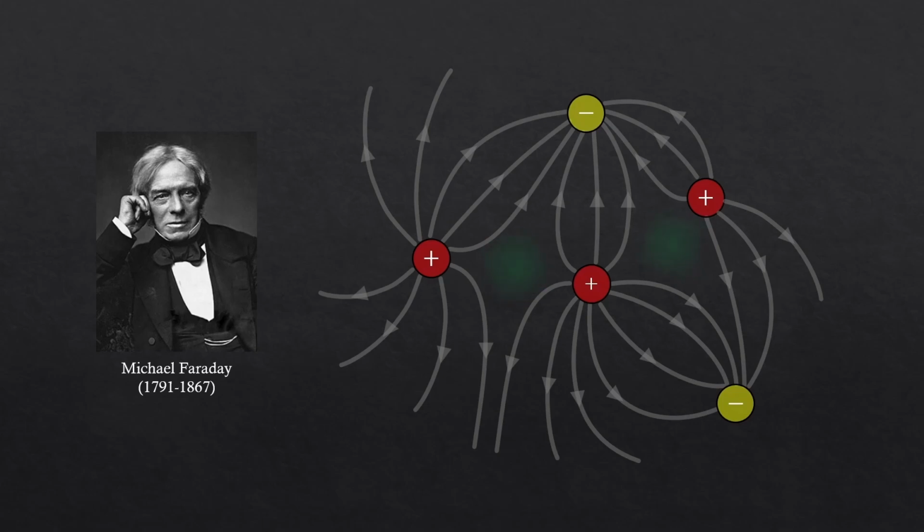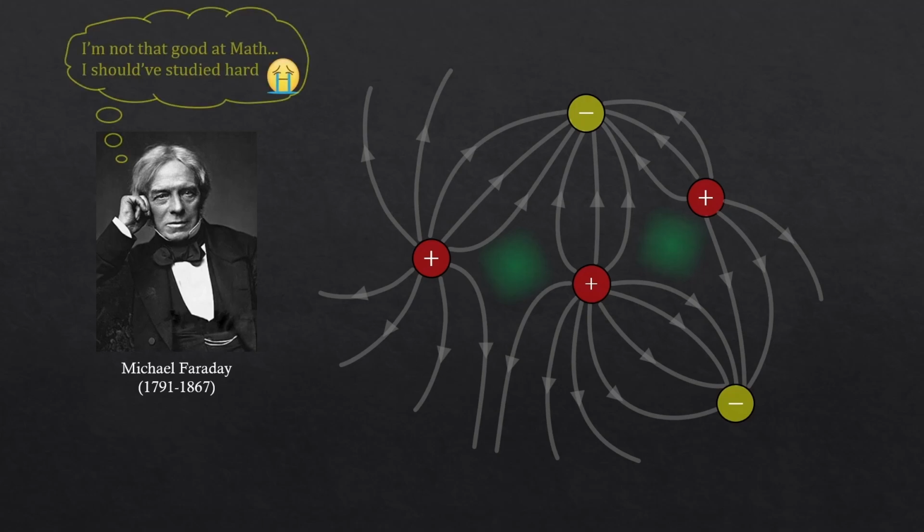The problem was he wasn't good at math. So he couldn't come up with any math equations to establish this concept. As far as I know, many scientists at the time ignored most of his hypotheses because he lacked mathematical knowledge.